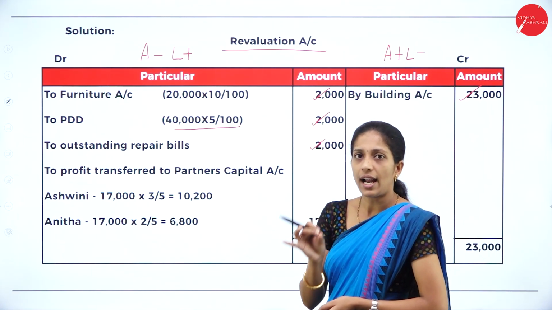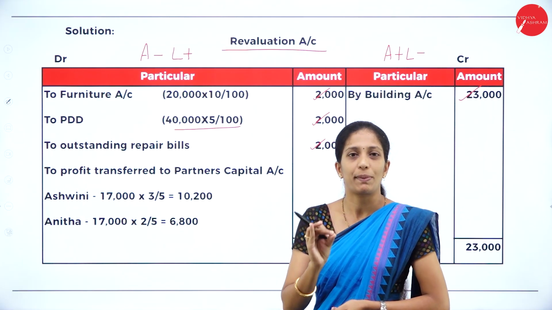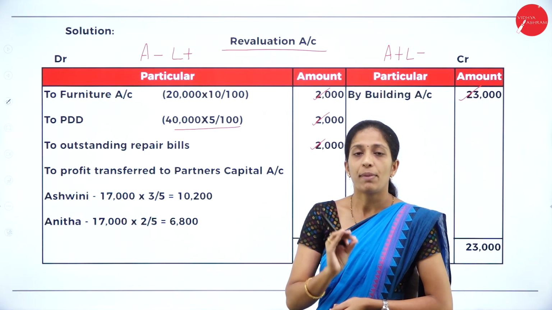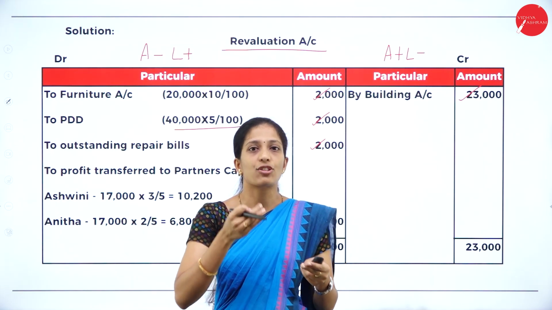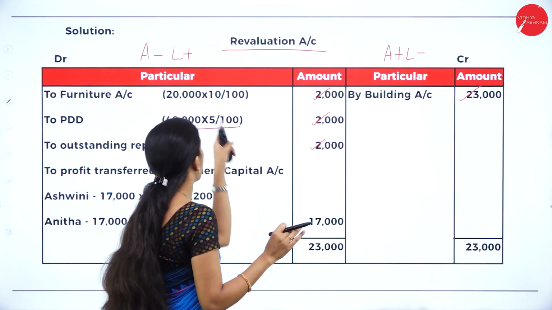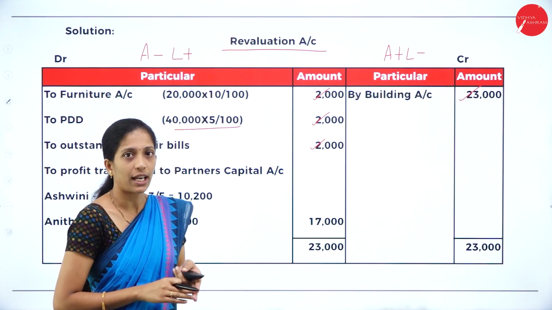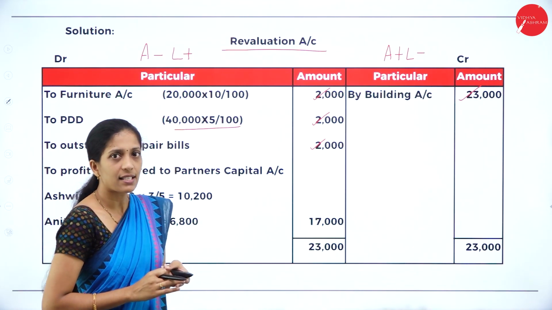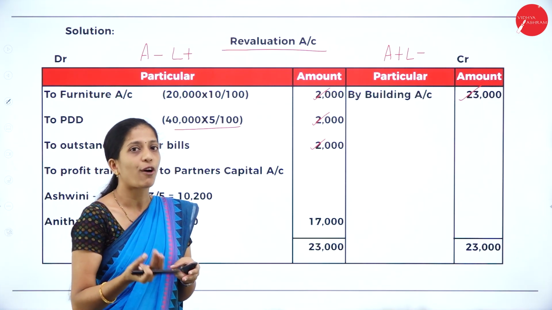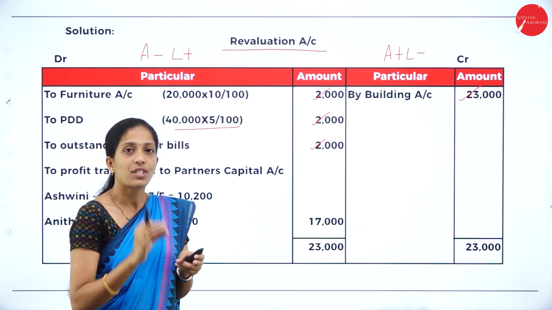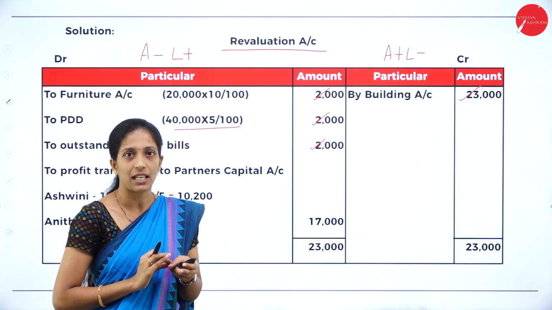So, all the items for this revaluation account will be there in your adjustments. But you have to see whether it has increased or decreased, for which I have given a hint. Write this hint and solve and prepare the revaluation account. Now, as usual, balance, and the balancing figure will be either profit or loss on revaluation, which has to be transferred only to the remaining partner.